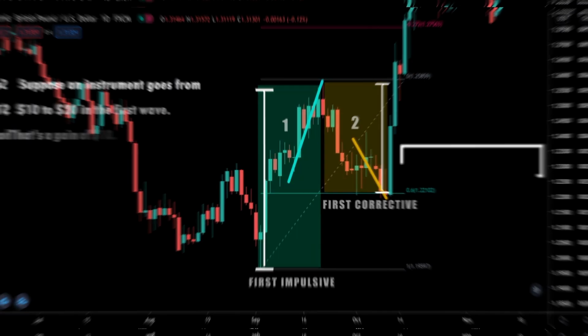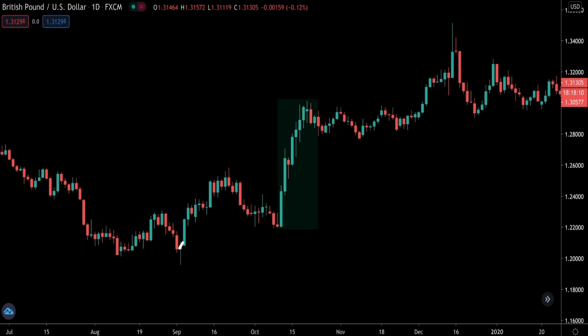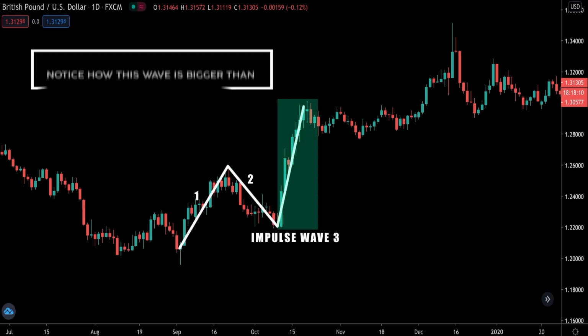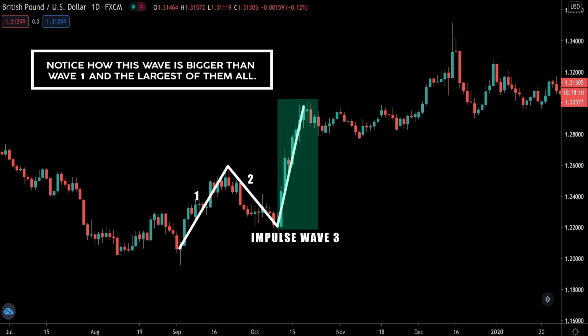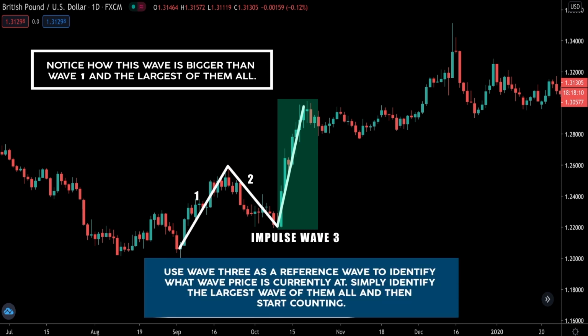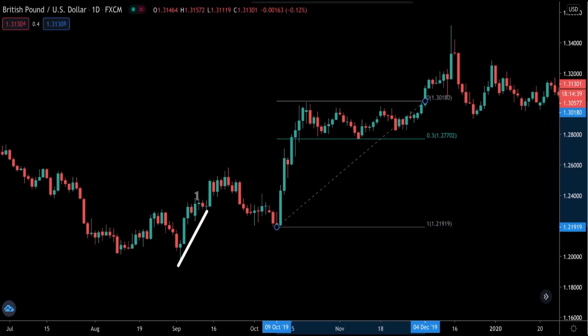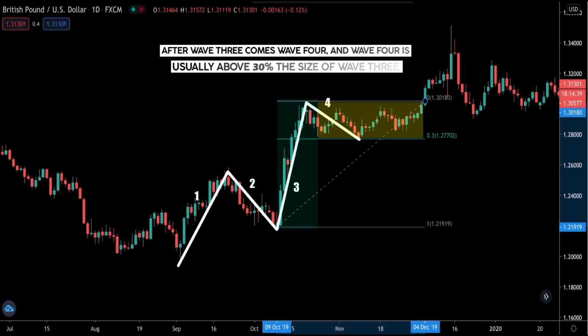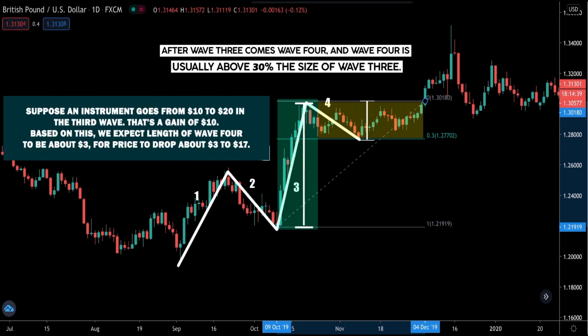to $14. After wave 2 comes impulse wave 3, the wave that is often the largest, much bigger than wave 1. This is an excellent way to identify what wave price is currently at. Simply identify the largest wave of them all and then start counting. After wave 3 comes wave 4, and wave 4 is usually about 30% the size of wave 3. Suppose an instrument rallies from $10 to $20 in wave 3. Then you will expect the price to drop $3 to $17.